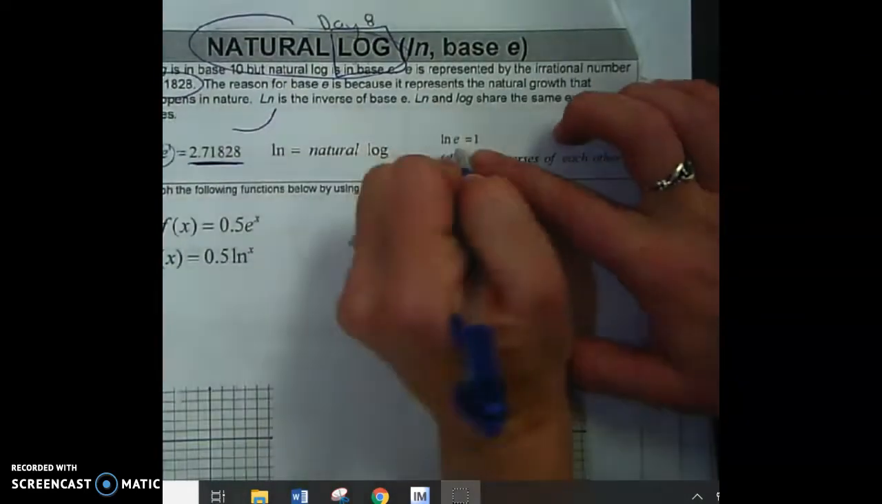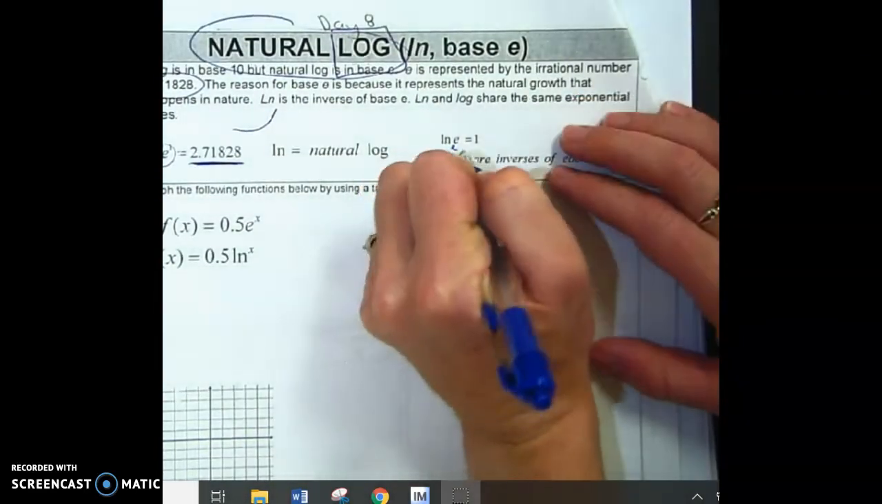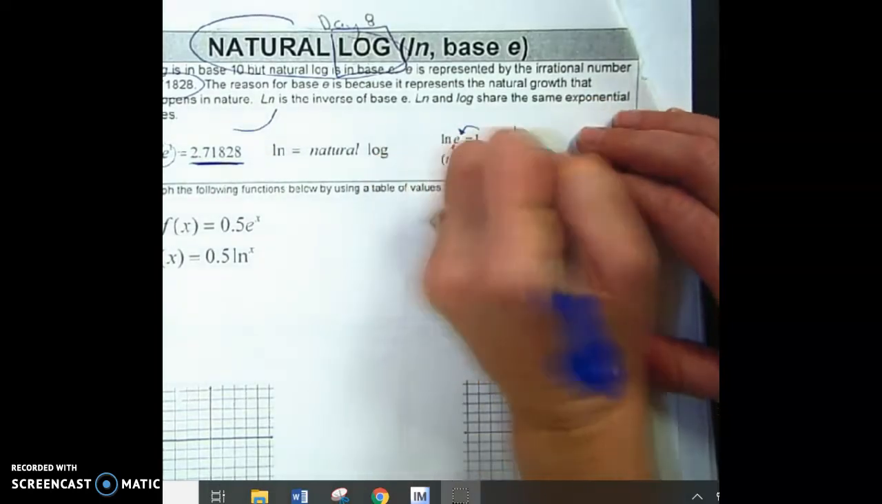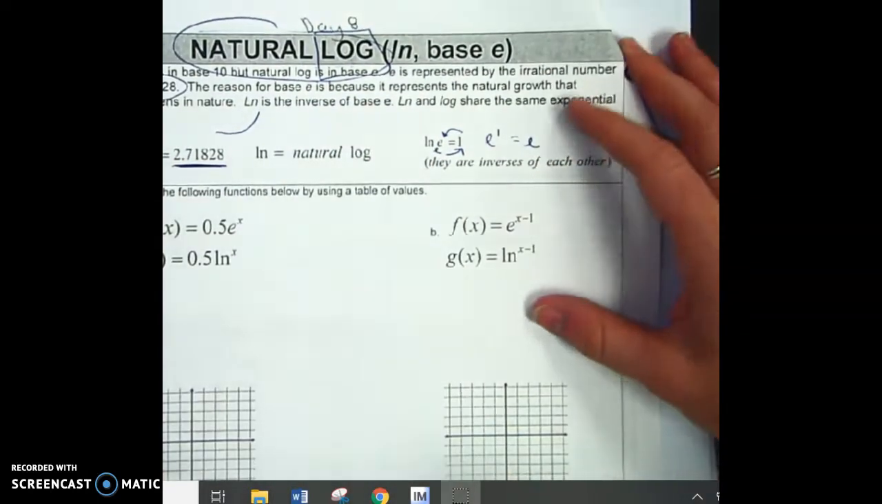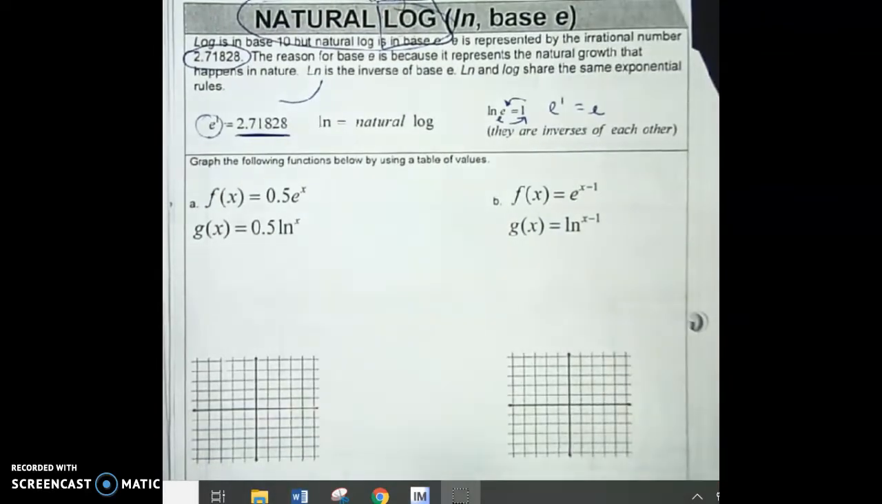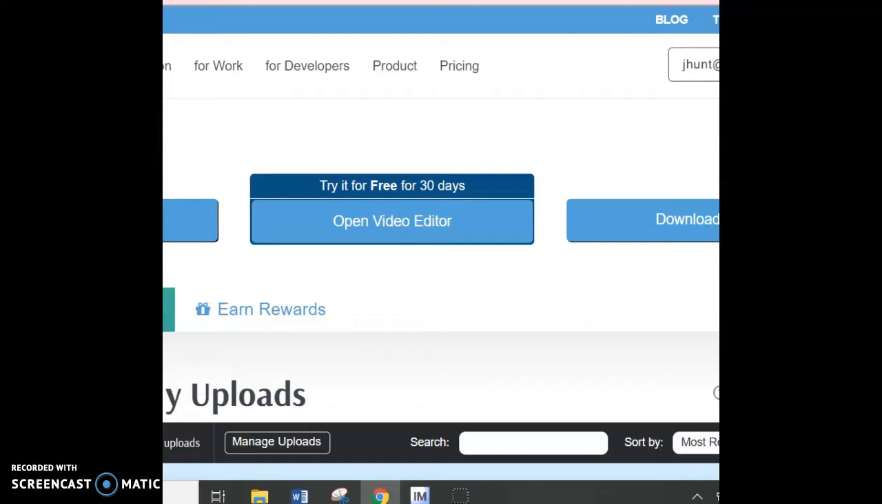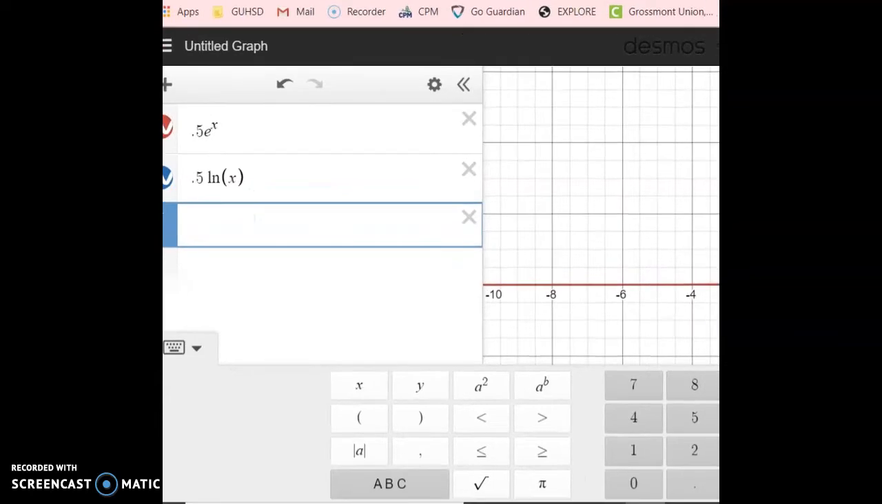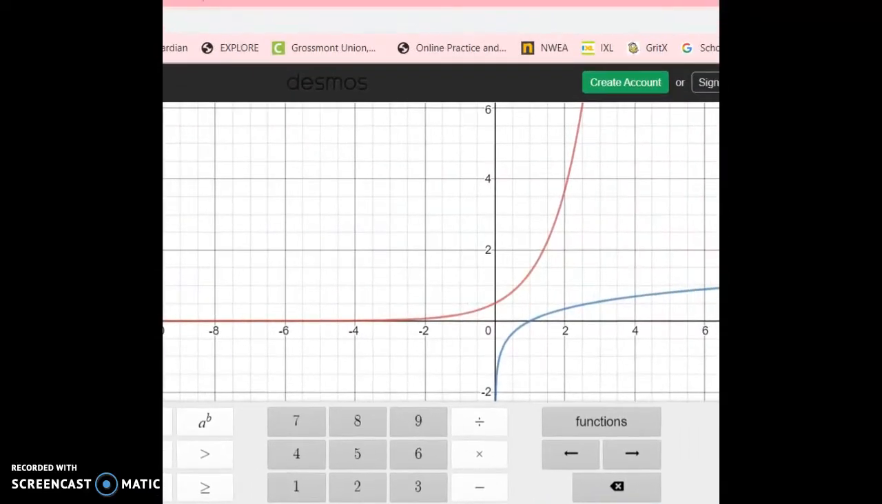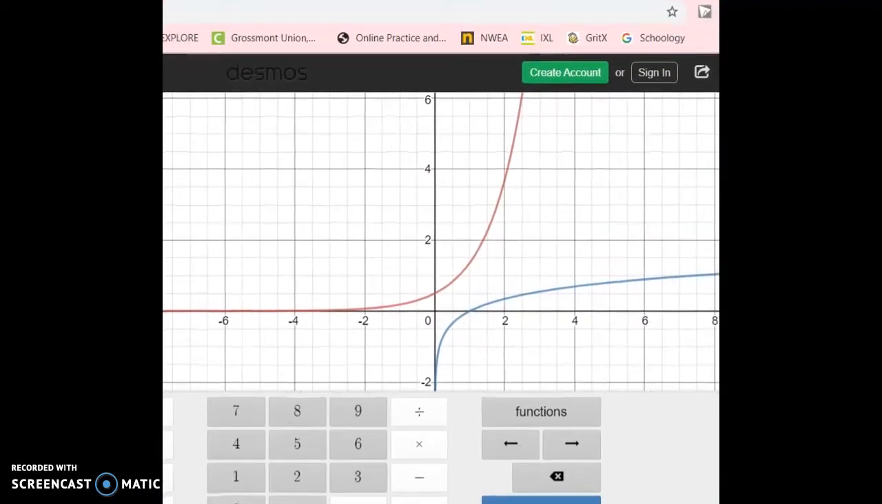So let me show you. If this was base E, and I changed that to exponential form, E to the first does equal E, which in the calculator is 2.71828. What I wanted to show you is in the calculator, so I graphed in Desmos. It's kind of hard to see because the screen isn't cooperating. But if you look, I graphed 0.5 e to the x and 0.5 natural log of x. There's the red, there's the blue. If you look over here, they're inverses of each other.